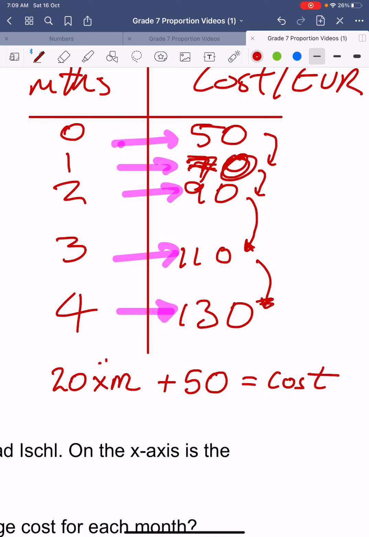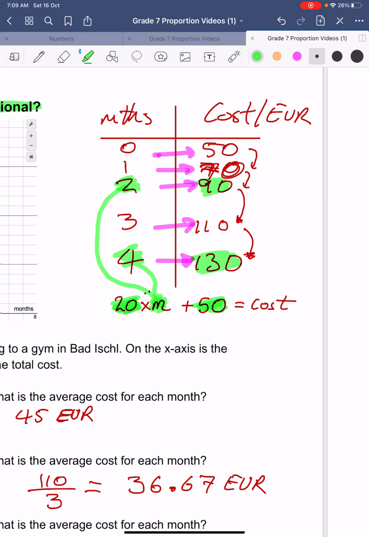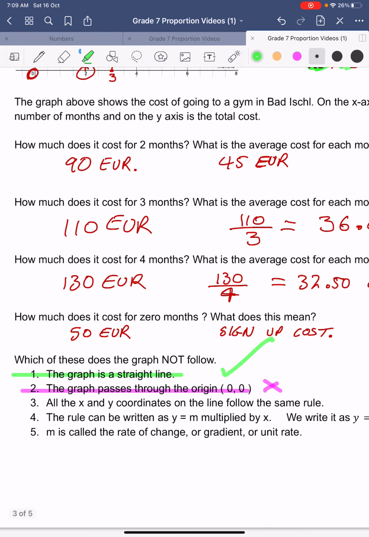You just try that. If you do this particular one here, 4, and feed it in here, 4 times 20 is 80, plus 50 is 130. Try this one, 2. 2 times 20 is 40, plus 50 is 90. So there is a rule, and the points, the input and output, the x and y do follow the rule. So for sure all the x and y coordinates on the line follow the same rule.